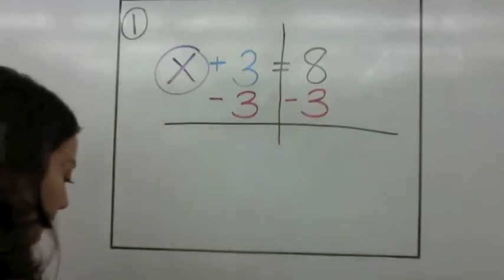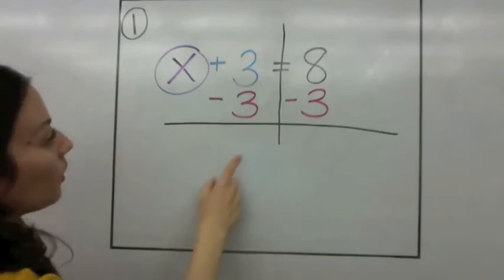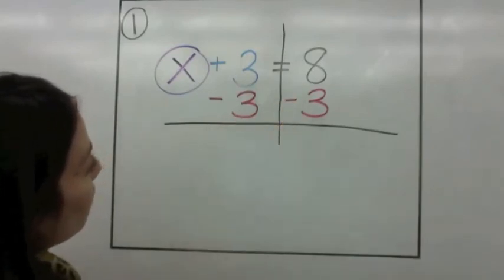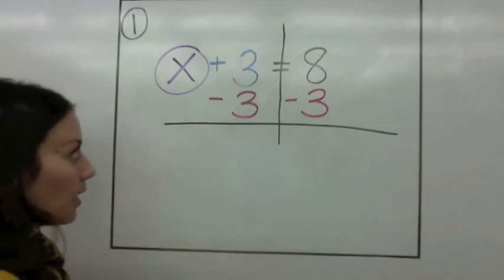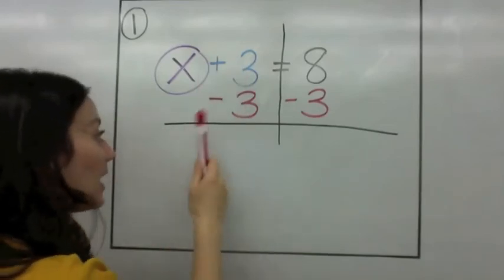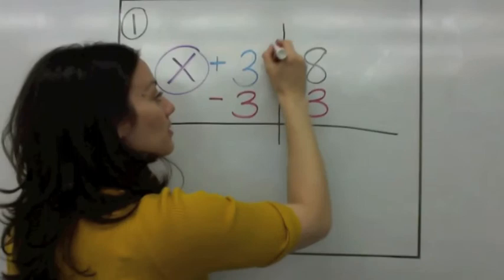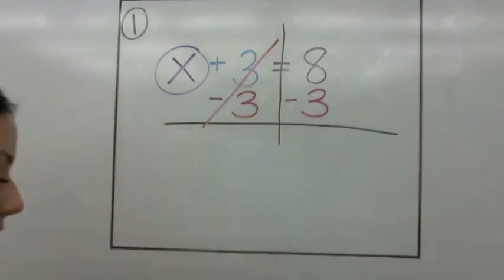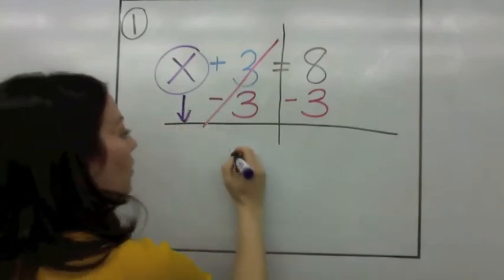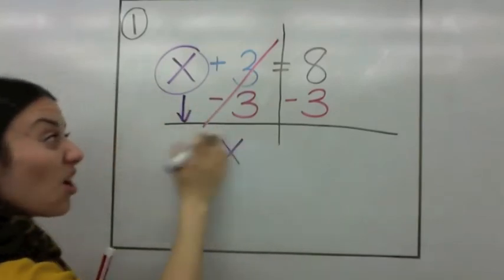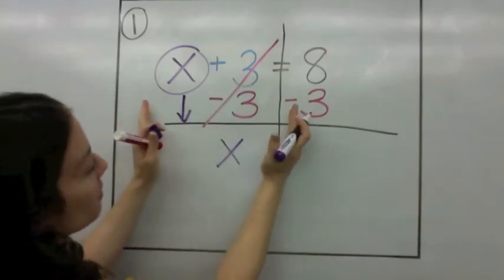All right. Now, we're going to take a look at the numbers. What is positive 3 and negative 3? I want you to say positive 3 and negative 3 make 0. And you don't have to write 0. What I want you to write on this side is you're going to bring down the x, because x is the only thing that would be left on this side.